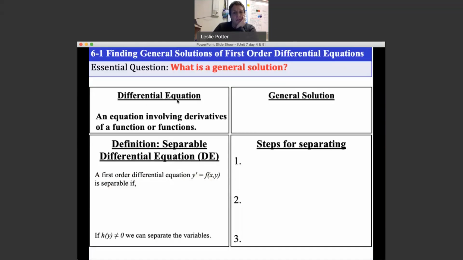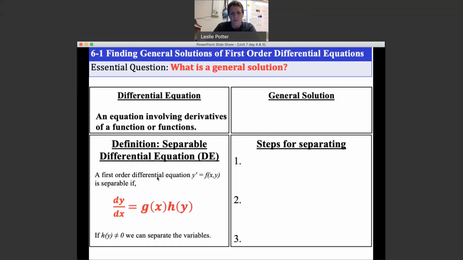We know that a differential equation is an equation involving derivatives. So if it's a first order differential equation, then it's an equation that has the first derivative in it, like dy/dx equals something in terms of x and y. That general solution, we'll get to that in a second. The definition then of a separable differential equation, remember I refer to differential equation as DE, is this.